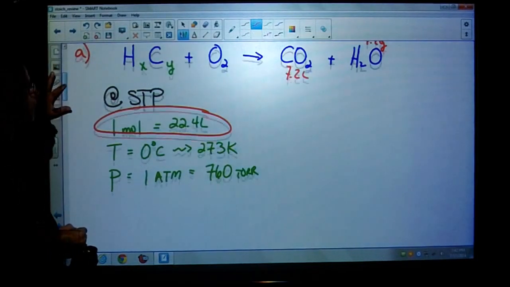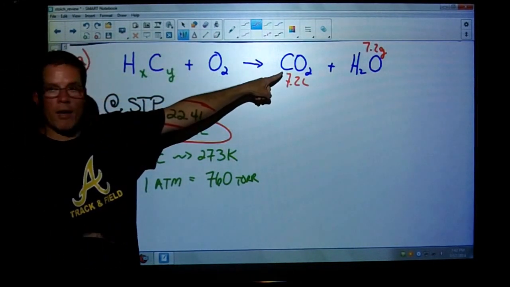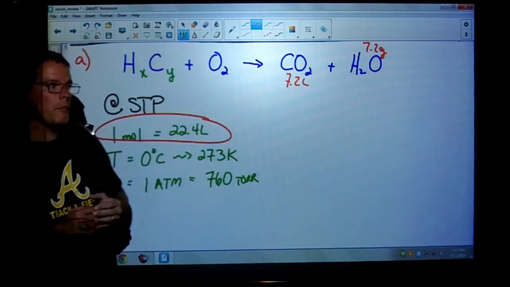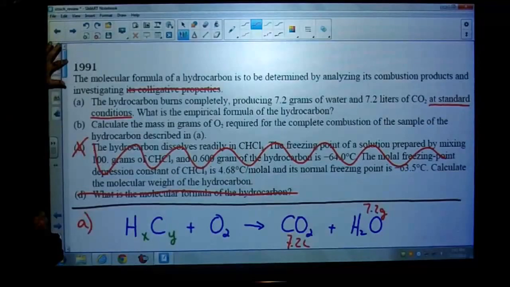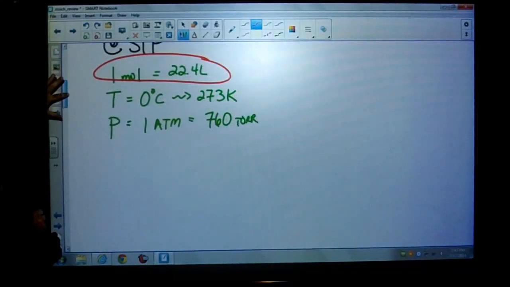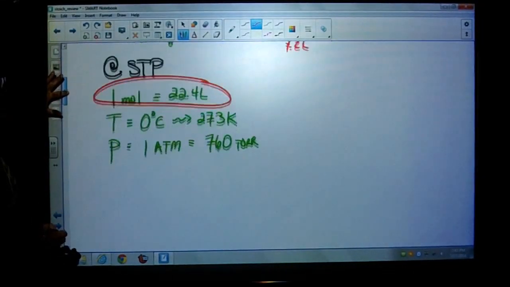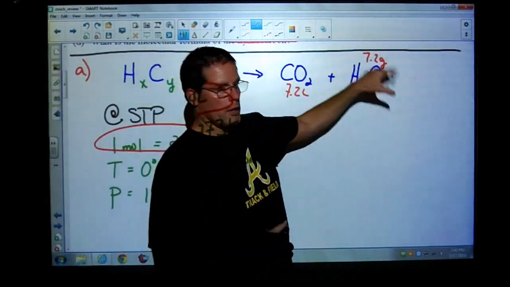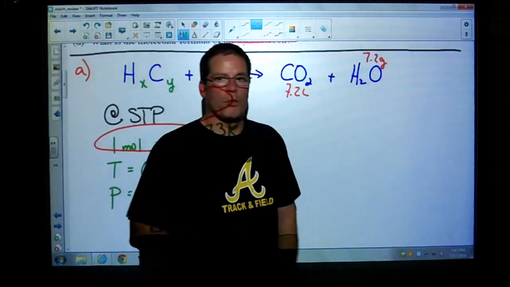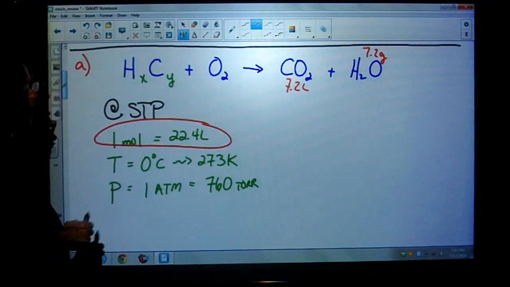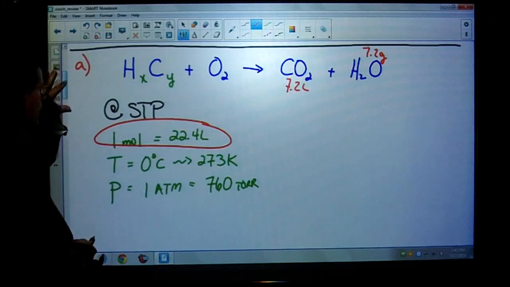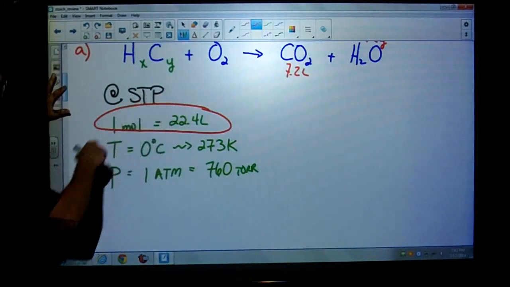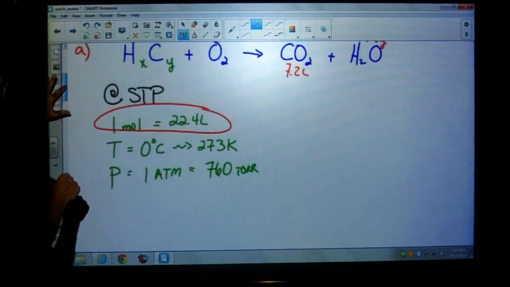So we can find out how many moles of carbon we have because we know how many liters of carbon dioxide we have. If you worked out the previous problem, 1986, that I made a video for already, we're going to use the same exact strategy to find out how many moles of carbon and how many moles of hydrogen we have. Let's go to it. So try it before you actually watch it here.